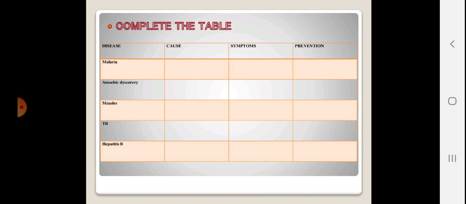Now, complete the table. This is the homework for you. The names of diseases are given to you. You should write the name of the disease with the causative agent, symptoms and preventions. You can refer to my part 3 presentation for the answers. You have to write for malaria, amoebic dysentery, measles, tuberculosis and hepatitis B. Some diseases are quite new, so you can also research or find them on Google Chrome.